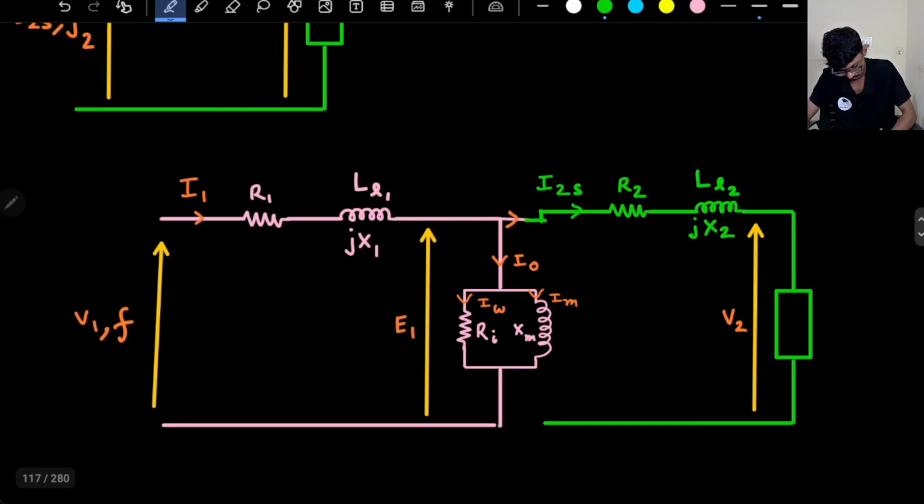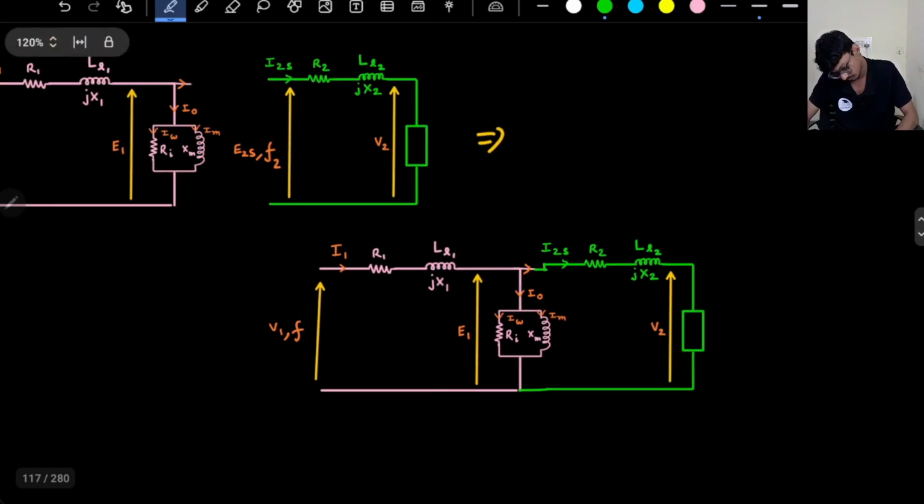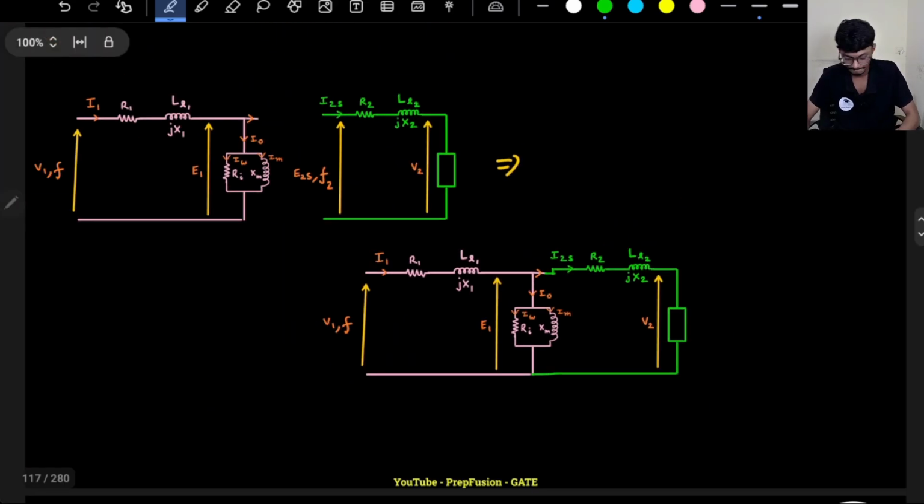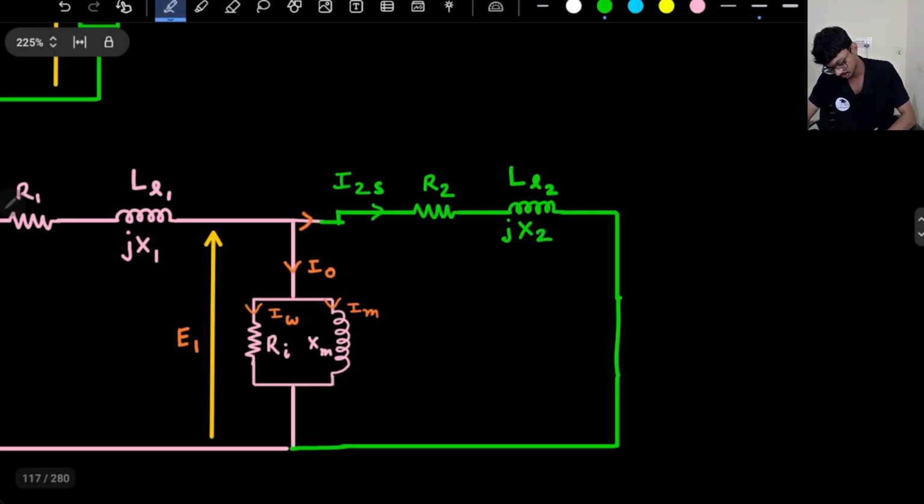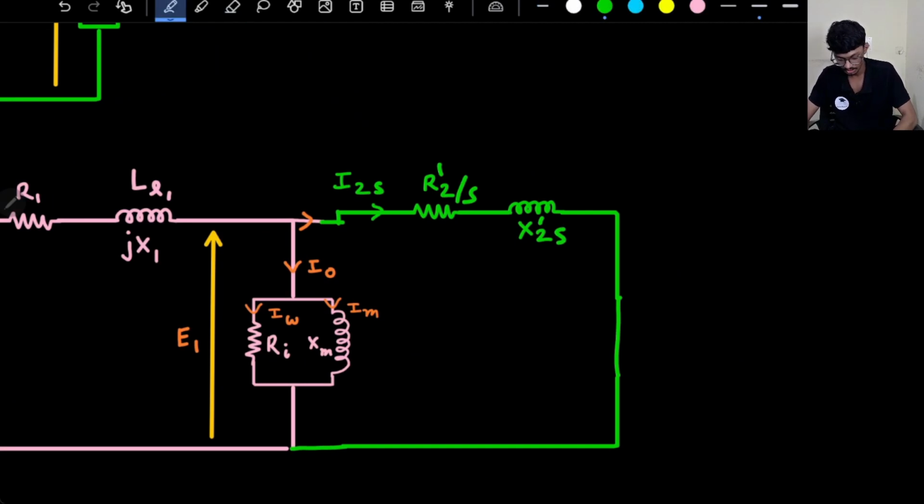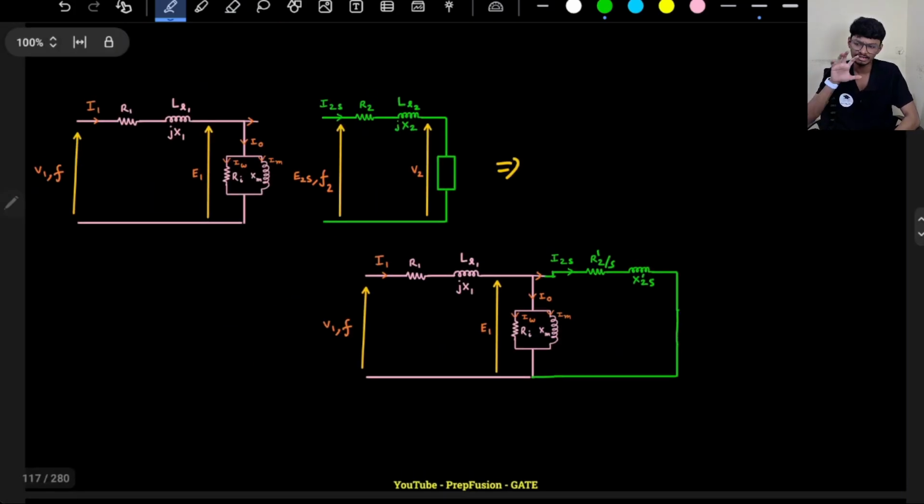Currently there is no load connected, it is short circuited. It is R2 dash divided by S, X2 dash only, X2 dash S, the standstill reactance. Now remember, if I connect a load, what will happen? If I connect a load, the slip will change.